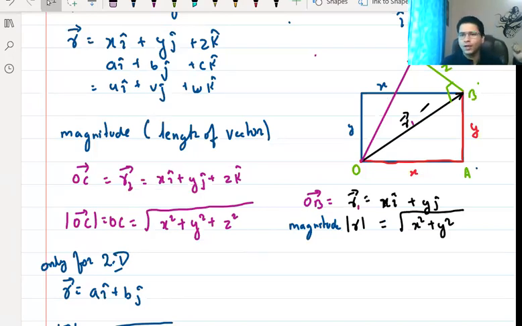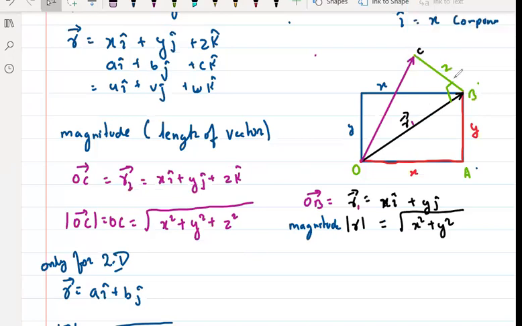But suppose you became Superman and started flying. Then you will have a height also. This purple vector will become your R2 vector, and it will be the diagonal of a cuboid. What is the formula for the diagonal of a cuboid? Sir, it is root of x square plus y square plus z square. Okay, that is the diagonal of a cuboid.